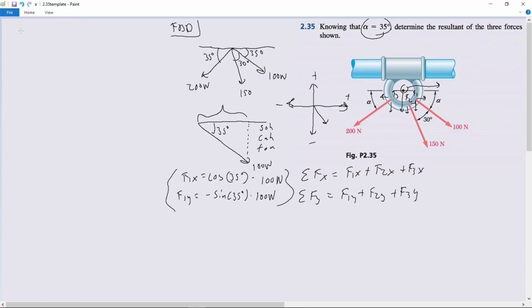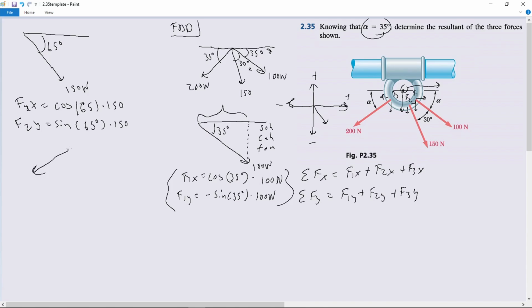So if we look at force 2 right here, force 2 is 65 degrees. We just added 30 and 35 together right here. And the magnitude is 150 newtons. And so we can do the same thing we did down there. So F2x equals cosine 65 times 150 newtons. And F2y, I said 1 by mistake, equals sine 65 degrees times 150 newtons. And we'll just leave that like that for right now.